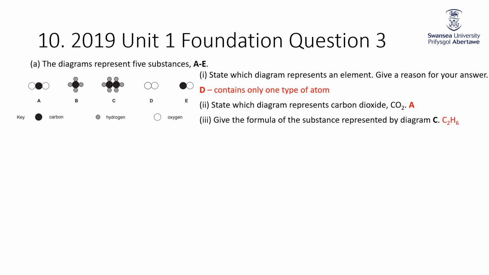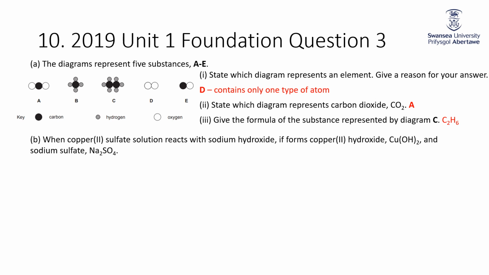Give the formula of the substance represented by C. That would be C2H6 if you count them. There are 2 black spots for carbon and 6 grey ones for hydrogen.